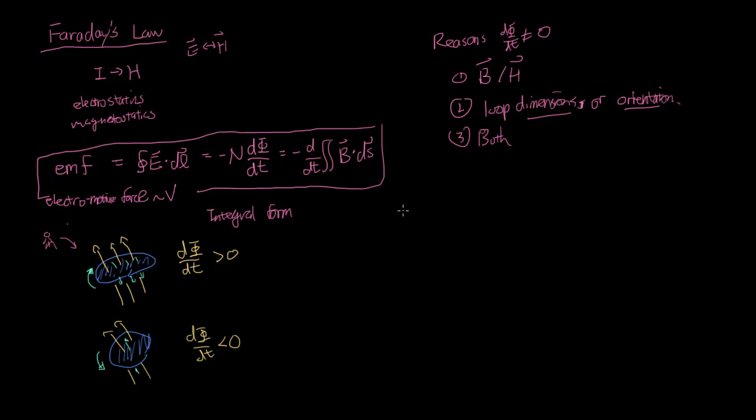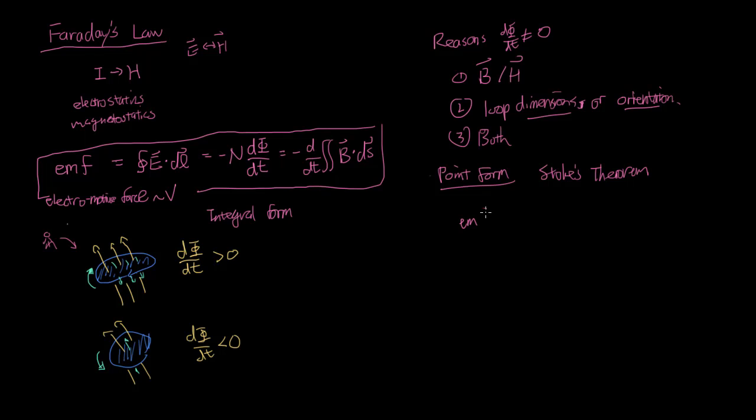So changing the dimensions or the orientation, or changing the field itself, or both of them, will result in a change in flux. Now, one final thing that I'd like to point out is that you can also turn Faraday's law into point form. So this is the integral form. The point form, you can use Stokes' theorem, our old trick to deal with line integrals, to come up with Faraday's law in point form.